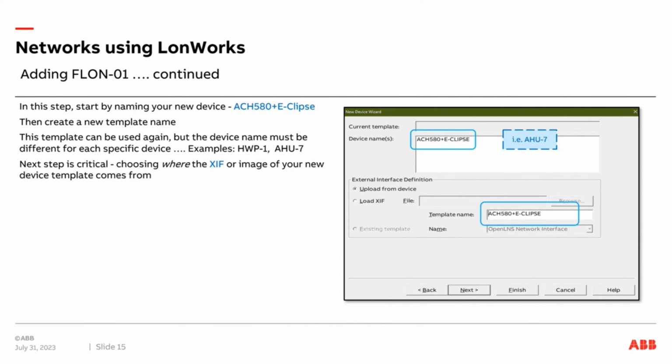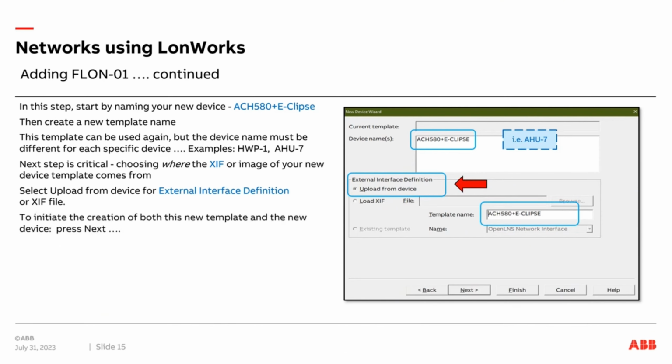Now, the next step is very critical. We have something called an XIF file, which really is the image of the new device. And we're going to select where that image comes from. We're going to select Upload from the device for our external interface definition, or XIF file. And once we do that, we are ready to get the unit commissioned. So to create a new template and the new device, press Next.